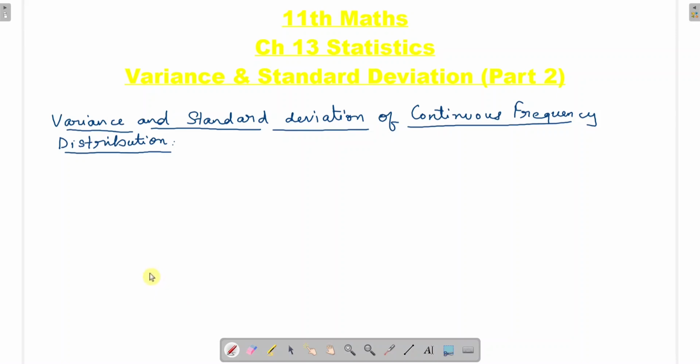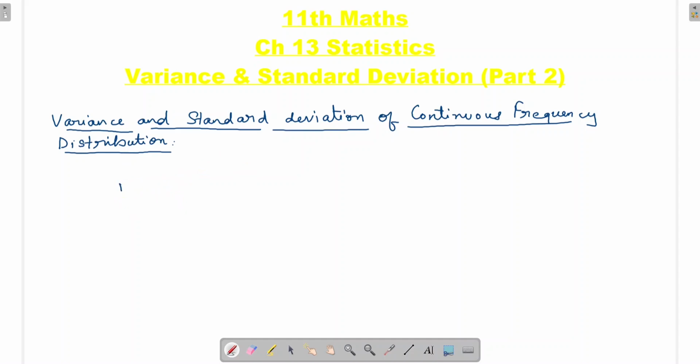In this video we will learn variance and standard deviation, part 2 of the statistics chapter in 11th class. Now in this video we have to study the variance and standard deviation of continuous frequency distribution. We have already studied variance and standard deviation of discrete frequency distribution. Now here we have continuous frequency distribution. The formulae for variance and standard deviation for continuous frequency distribution are the same as the formulae for discrete frequency distribution.